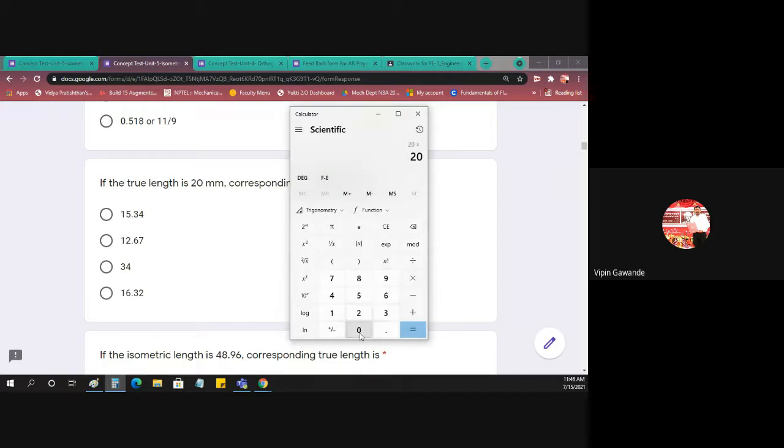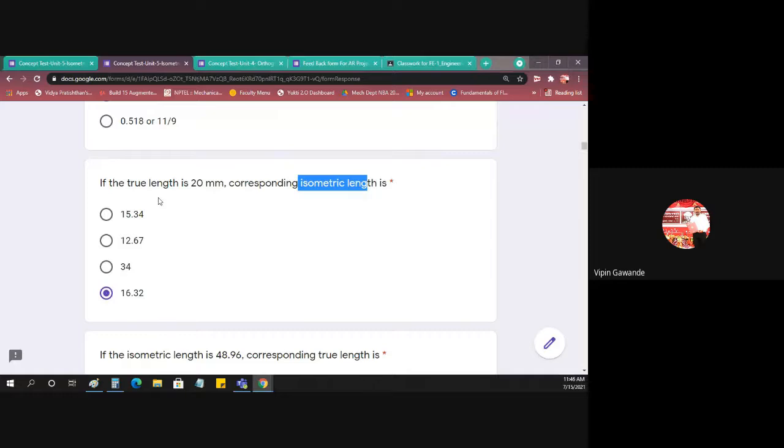You have to multiply this true length by 0.815. Okay. So it becomes what? It is 16.32. So the correct answer is 16.32. So you have to multiply this true length by a factor of 0.815. So that factor you have to remember, because in examination, this type of question they will ask.